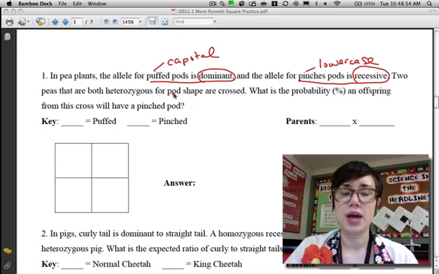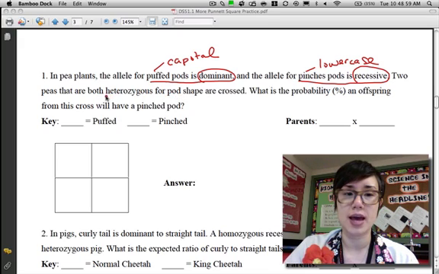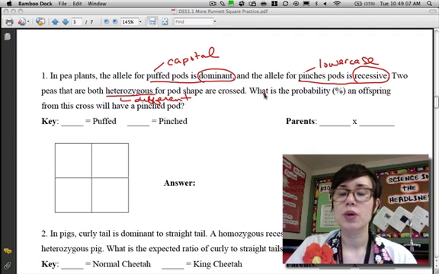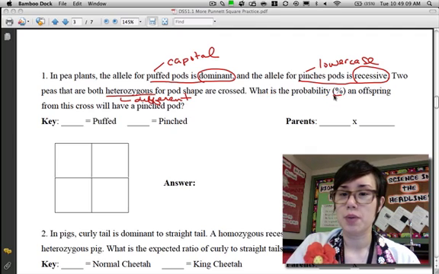Two peas that are both heterozygous for pod shape are crossed. So I know that both of my parents are going to have the exact same genotype. Heterozygous means that they're going to have two different letters. So I'm going to go ahead and write that down. Now the question is asking, what is the probability? Probability always is a percentage, and offspring from this cross will have pinched pods.